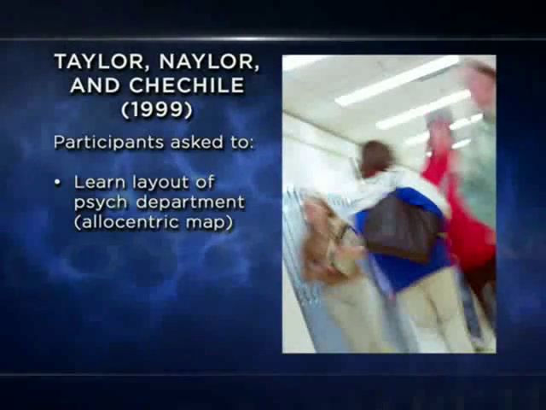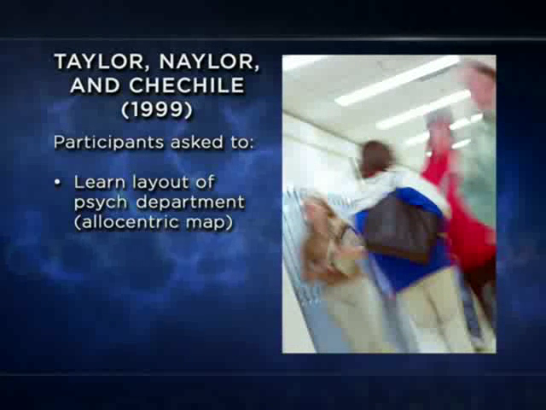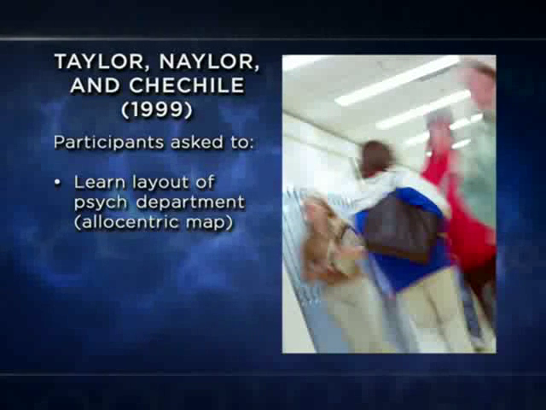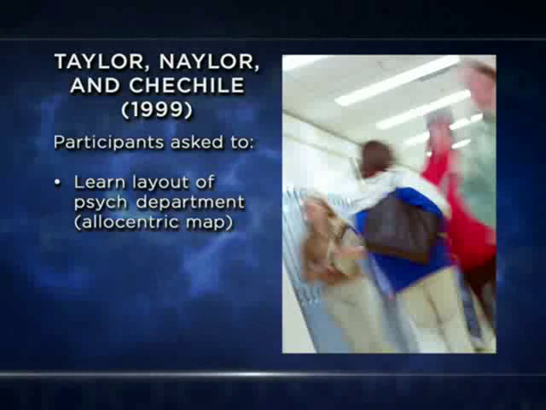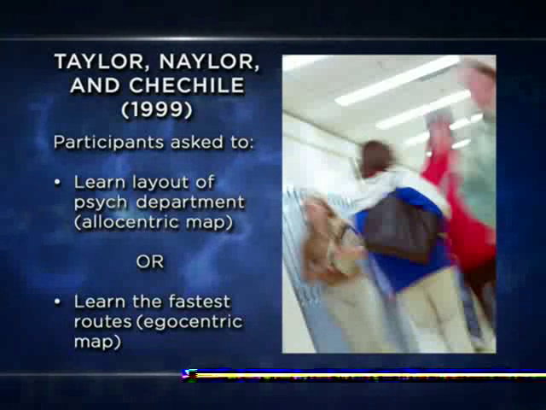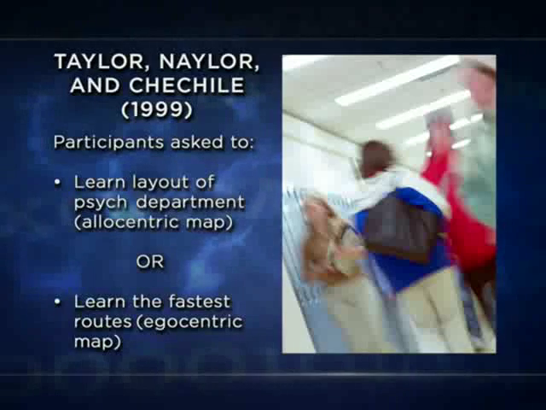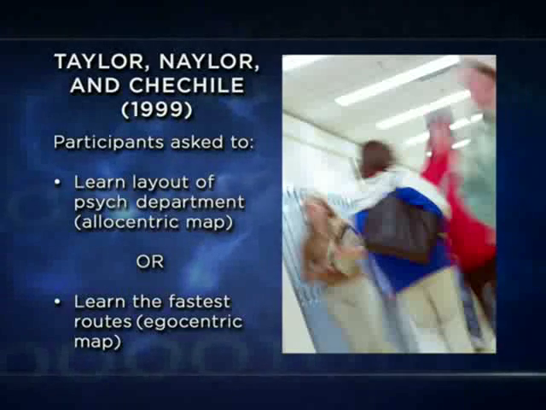But adults often use maps to learn more information about areas in addition to navigation. So to learn about these issues with adults requires us to look at how adults use map-related information in learning, in addition to using maps for navigation. To do this, Taylor and colleagues asked people to do one of two learning tasks. They were either asked to learn the layout of the psychology department at Tufts University, that is, form an allocentric map of the psych department, or they were asked to learn the fastest routes between rooms and complexes, and this would make use of a more egocentric cognitive map of that same area.